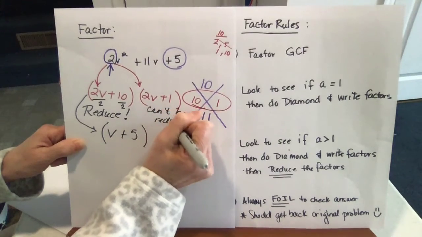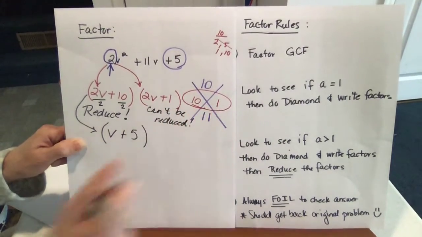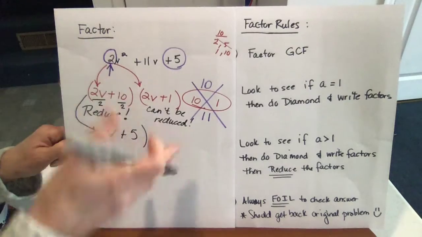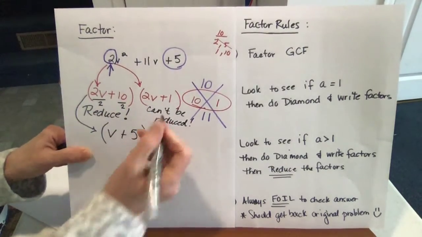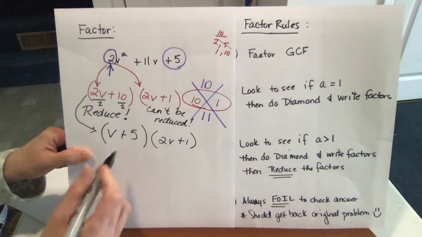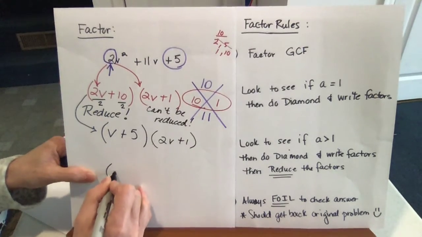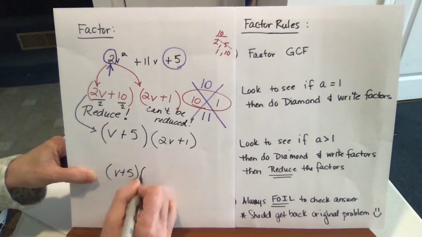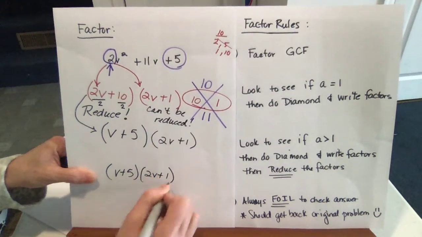And I'm just writing these notes for you. You're not going to do this every time. You're going to think it, do it, but you're not going to write all this. So 2v plus 1 comes down. Then your final answer is the quantity of v plus 5 times the quantity of 2v plus 1.